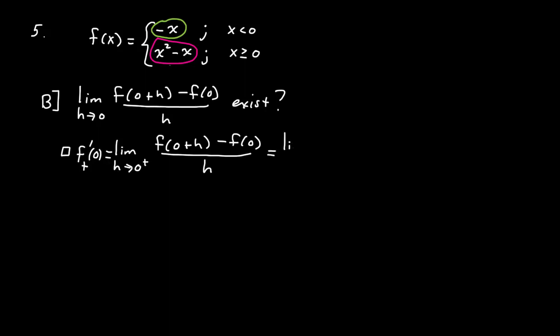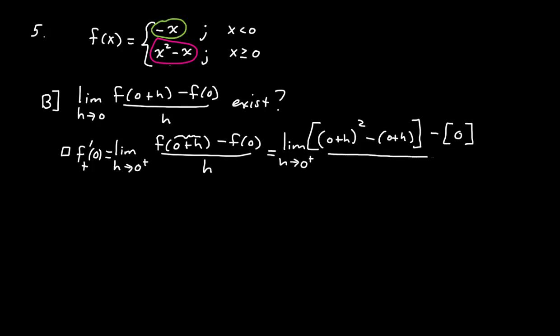Anyhow, I am now going to plug in the appropriate behavior. I need to plug 0 plus h into the right side behavior because h is a positive quantity getting smaller, and positive is going to put us in the pink arena. So this is going to be 0 plus h squared minus 0 plus h. That's the pink. And then we found in part A what f of 0 was. We found it was, in fact, 0. That's this portion here, all over h.